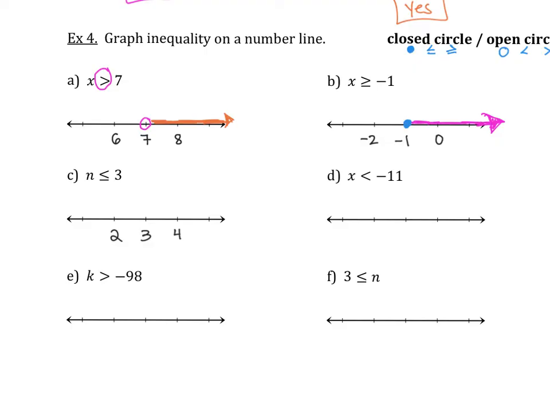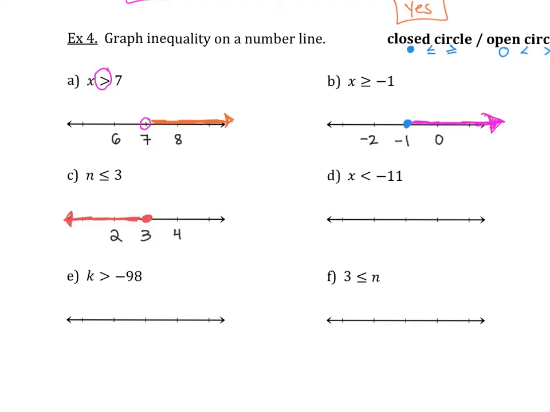Open or closed? This symbol is less than or equal to, so I'm going to make it closed. At the 3 is the important number. Now I want to shade lower than 3. Which numbers are lower than 3? Towards the 2. The 2 is lower than 3, 1, 0. All those numbers are lower than 3. So I shade them all and I shade the arrow too.